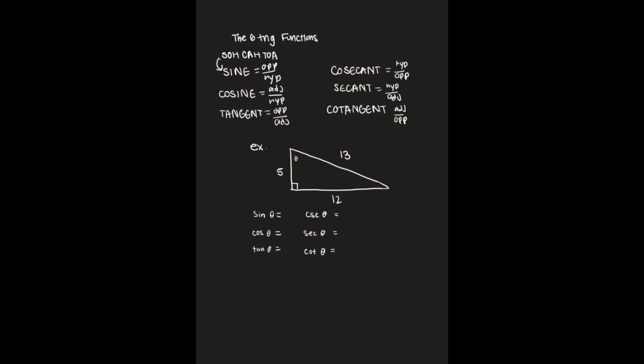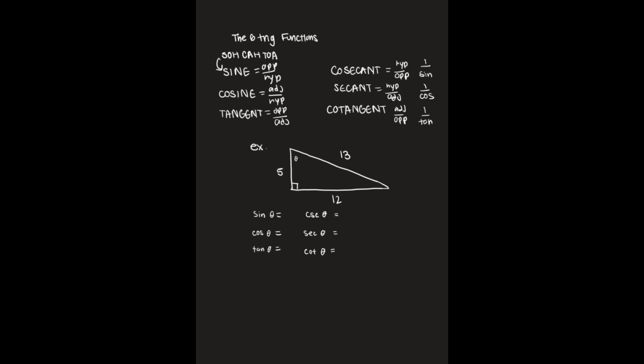Also, something I want to discuss is cosecant, secant, and cotangent are also basically reciprocal functions of sine, cosine, and tangent. This would be 1 over sine. This would be 1 over cosine. This would be 1 over tan. Now let's move on to the example.